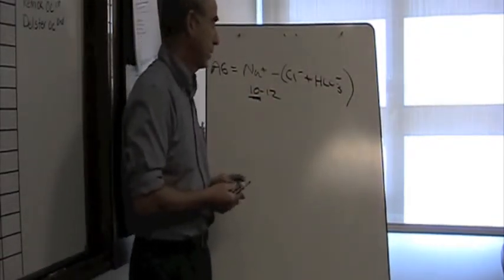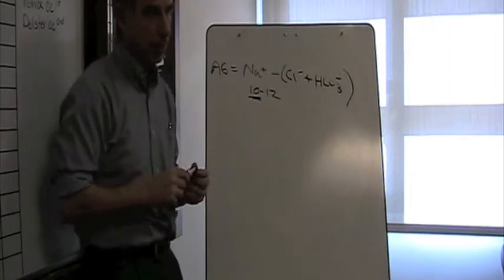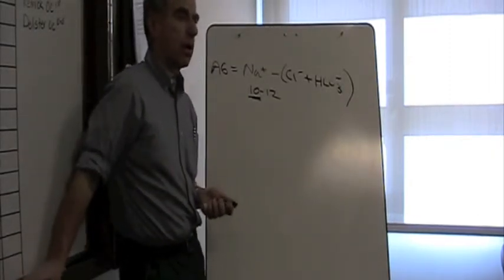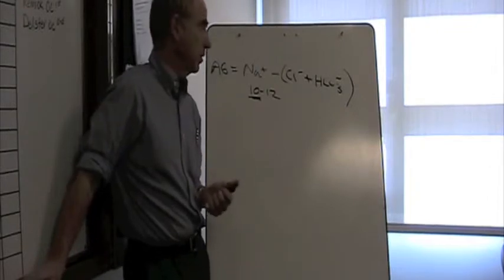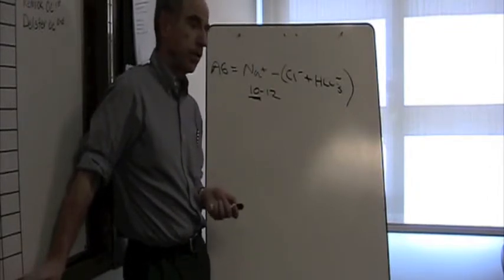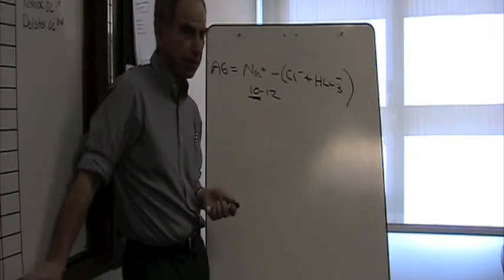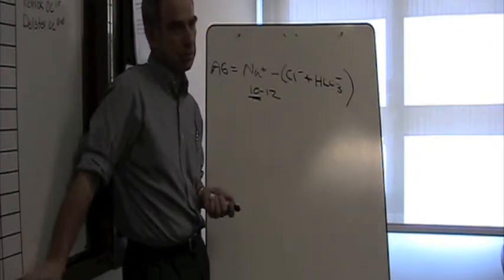So why is there an anion gap? What causes that? It's the unmeasured anions. Okay, so what anions aren't we measuring in this equation? Glucose. It's not an anion.